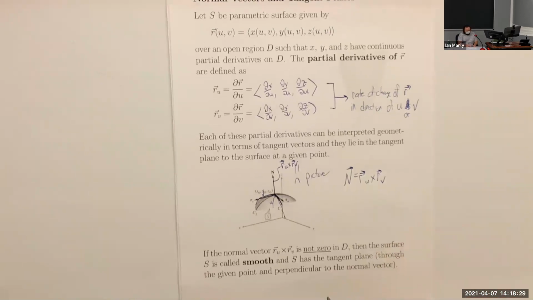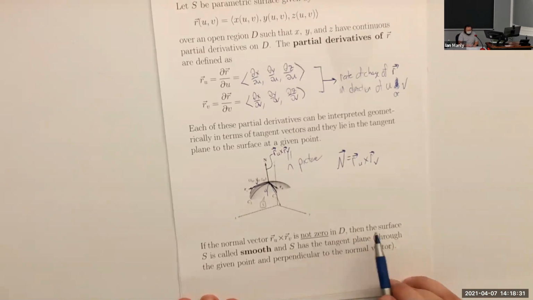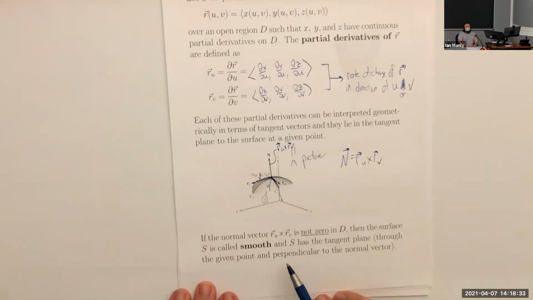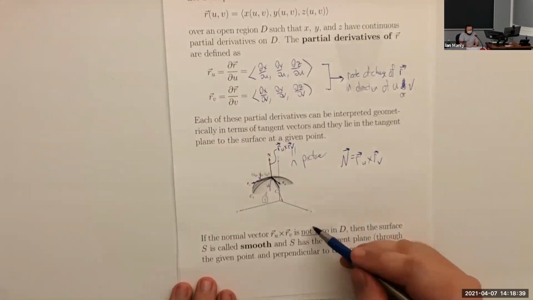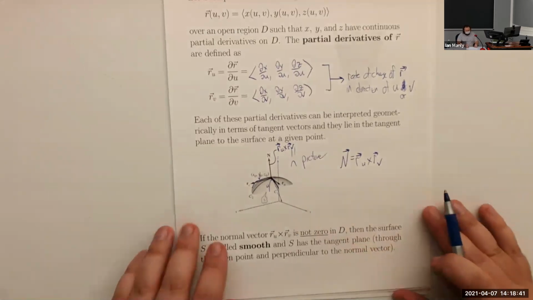All right, and if the normal vector is not 0, then the surface is going to be called smooth. So some of our theorems in the near future are going to be referring to this smooth property here. And we'll see why not being 0 is important.